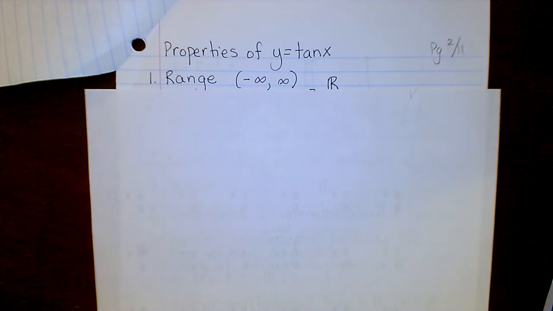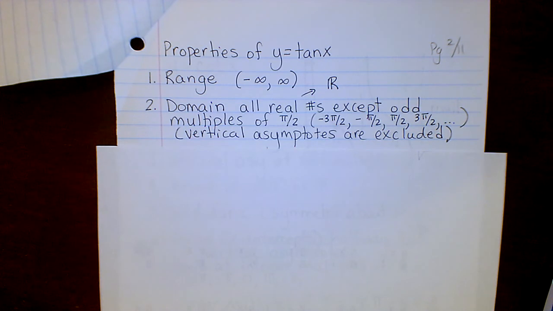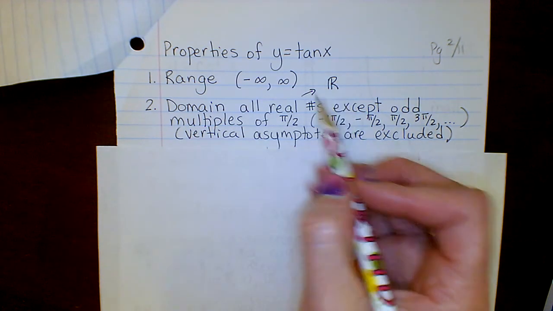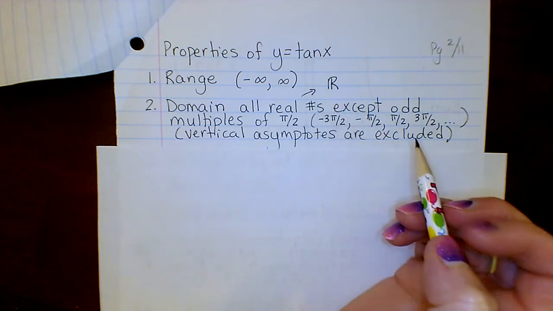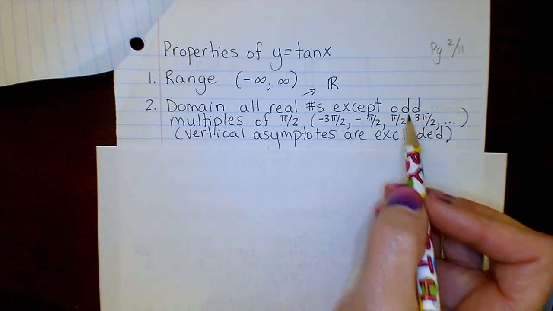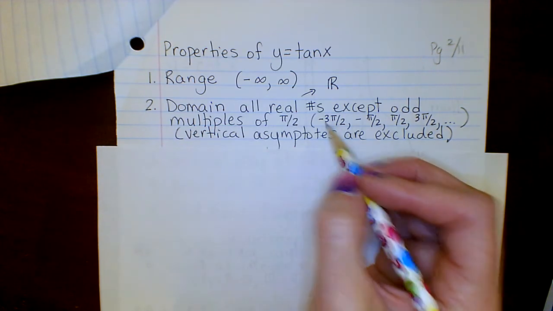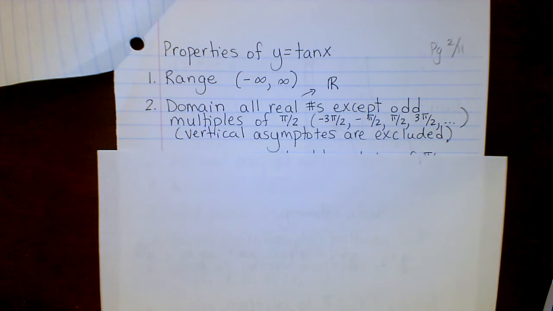So some things to notice about the tangent function. The range, remember the range is how far up and down the graph goes. So it goes infinitely up, infinitely down. The domain is trickier. It does go infinitely to the left and infinitely to the right. However, there are gaps along the way. So we say that the domain is all real numbers, and I don't know if you guys have seen this symbol before, but that's a symbol for all real numbers, except those vertical asymptote locations. That would be odd multiples of pi over 2, like negative 3 pi over 2, negative pi over 2, pi over 2, 3 pi over 2, and so on.